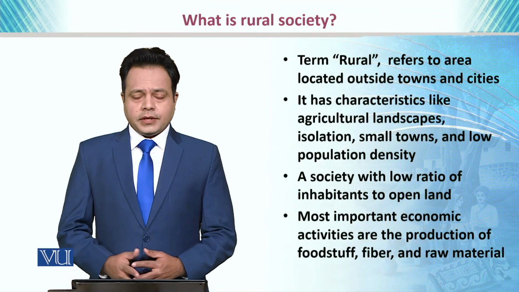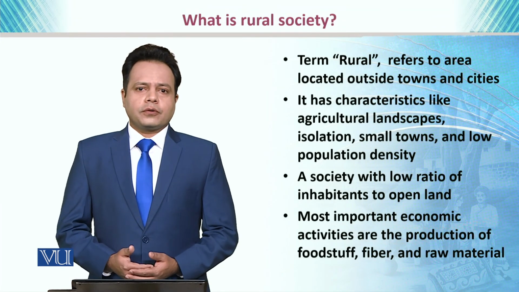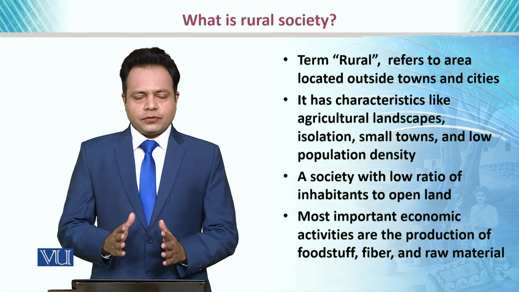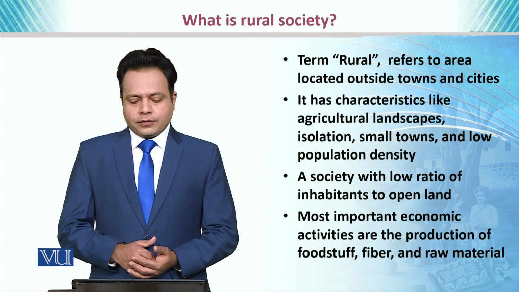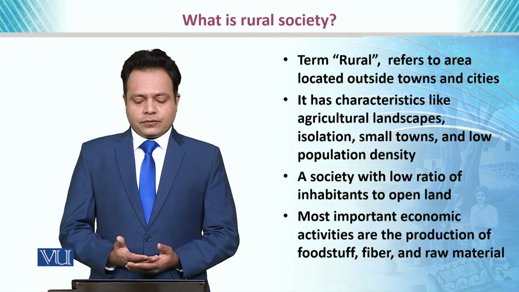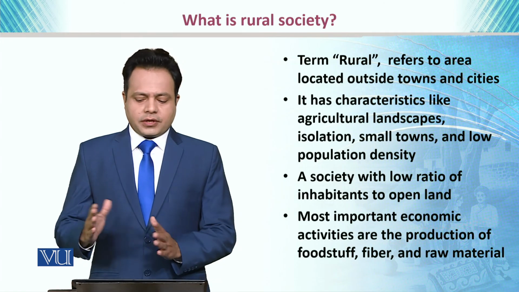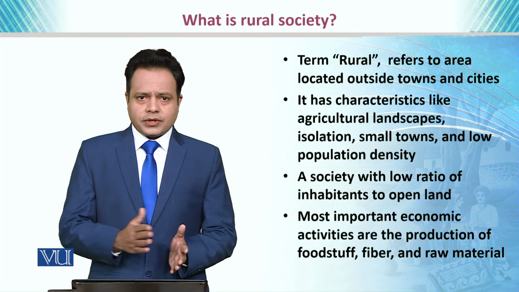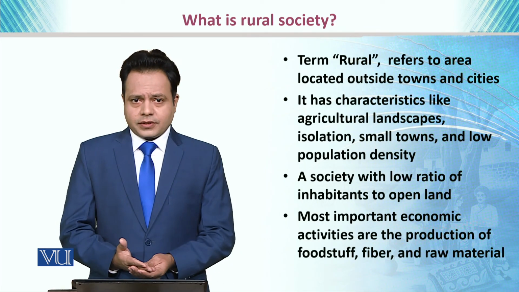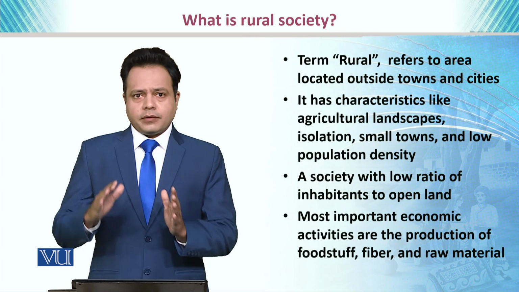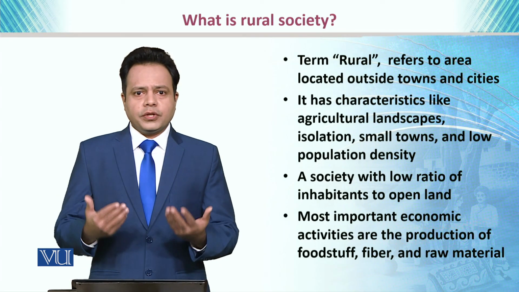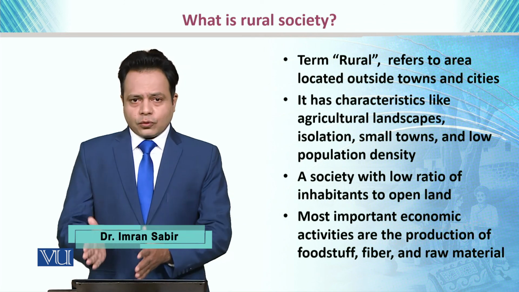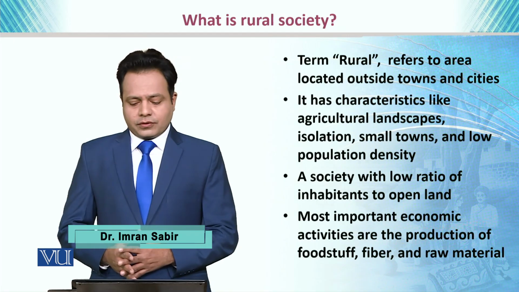Dear students, in this module, we are going to talk about the rural society and based on what characteristics we can define the rural society or rurality. The term rural refers to the areas located outside the towns and cities. However, it varies from one country to another, based on what characteristics, whether it could be the number of inhabitants or it could be the quality of life. So, based on what characteristics we can define the rural society in comparison to urban society.